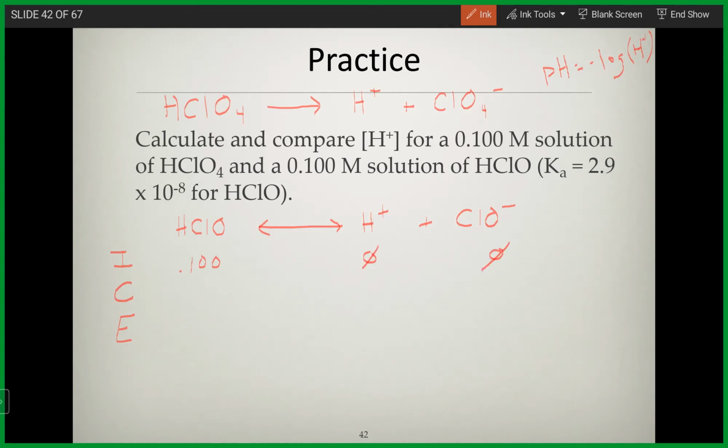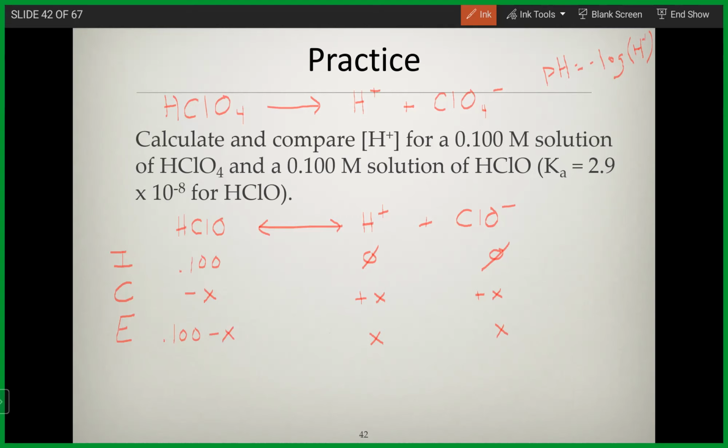And then when we have this dissociation occur, we'll have some amount of plus X. That's going to be the amount that those will change. And then the original substance is just going to decrease by that same amount since everything's a 1-to-1 coefficient relationship. So at equilibrium, we'll have concentrations equal to X on the product side for both of those ions. And for the HClO, we'll just have the original concentration minus that change, so minus X.